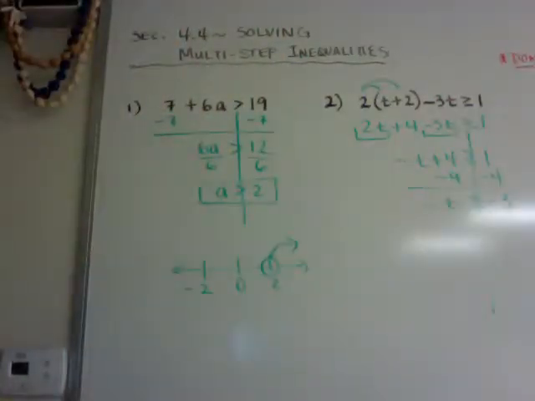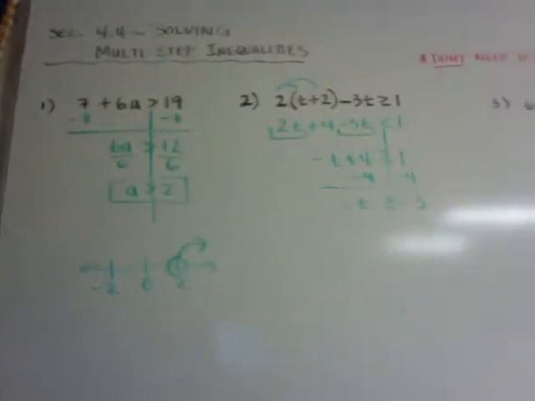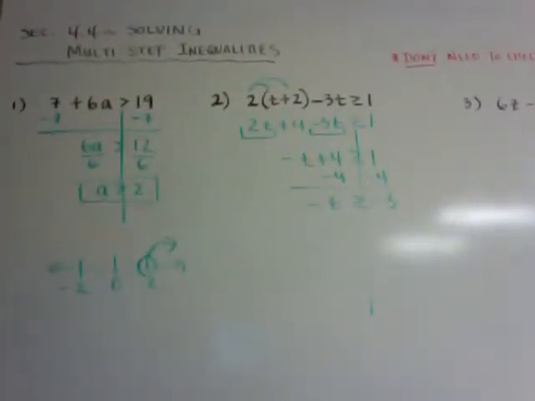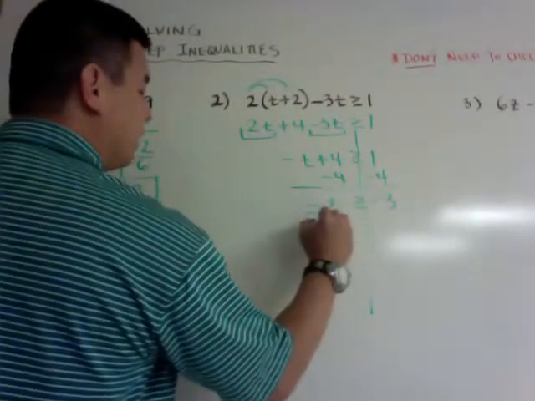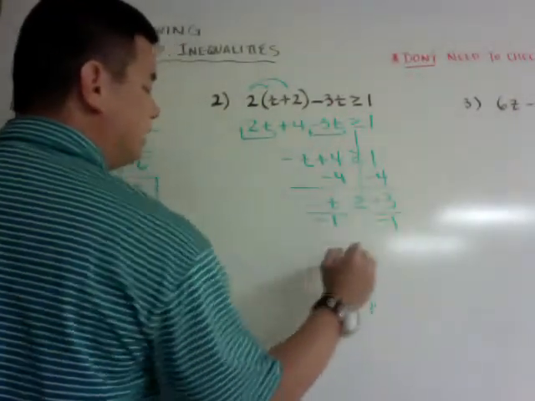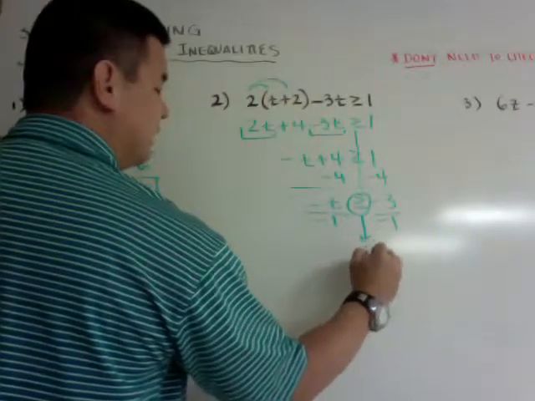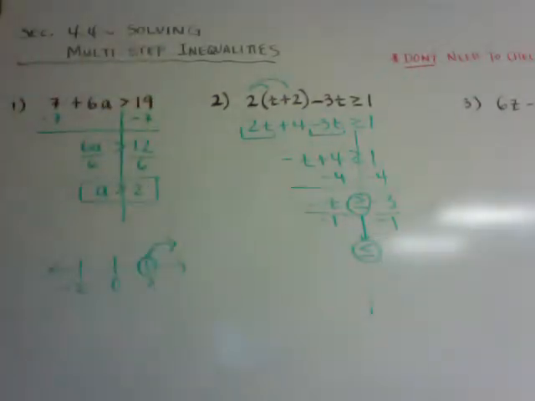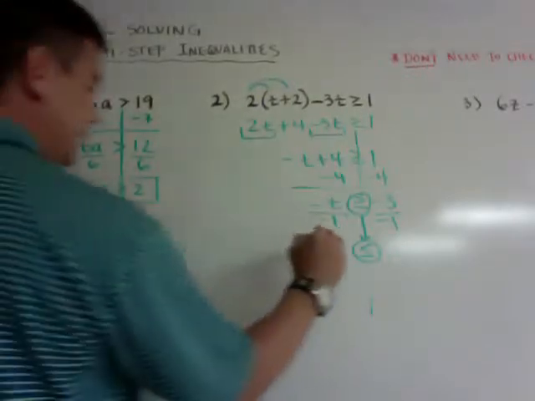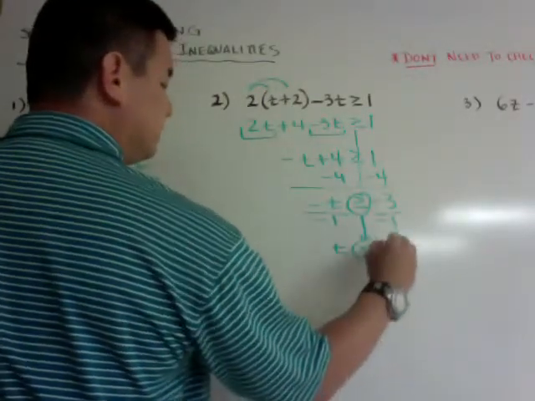And again, I cannot leave it there because I have a negative t. I'm going to move this so you guys can see it. I see the light reflecting. Okay, so I need to divide by negative 1, or I could multiply by negative 1. But again, when I multiply or divide by a negative, I need to flip the sign so that it becomes this way. And then it becomes t is less than or equal to 3.